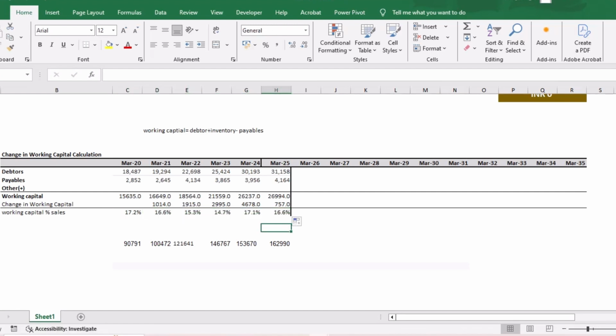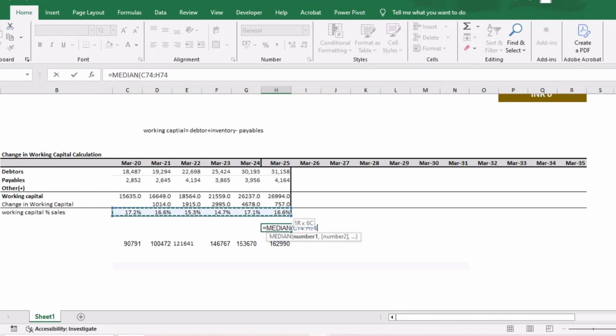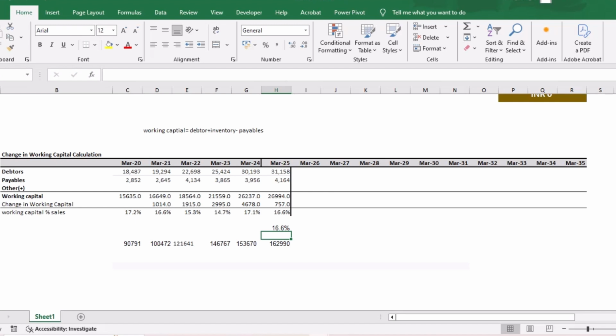See, higher the sales, more would be the debtors, more would be the inventory, more would be the payables. Okay, so there is a direct relation between sales and working capital. So by this data we can analyze that it is around 16%. So for understanding, we can take the median. Median of this, we get around 16.6%. So on an average, the company requires around 16% of the sales as working capital throughout the year. Okay, we can draw this inference from this.